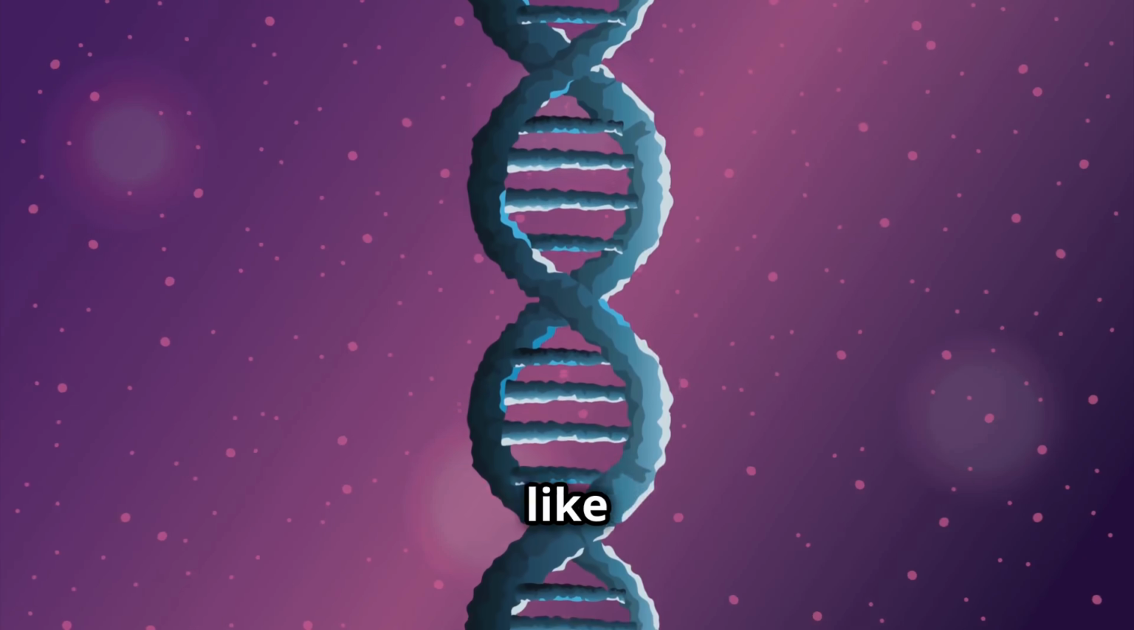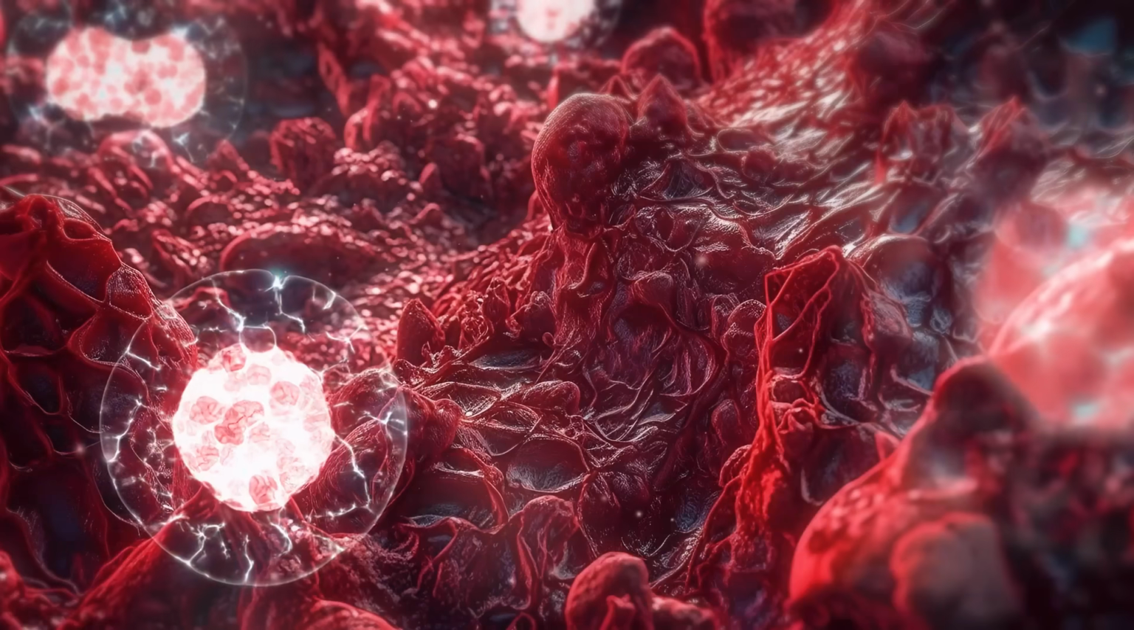And guess what? The protective caps at the ends of chromosomes are called telomeres. They act like the plastic tips of shoelaces.